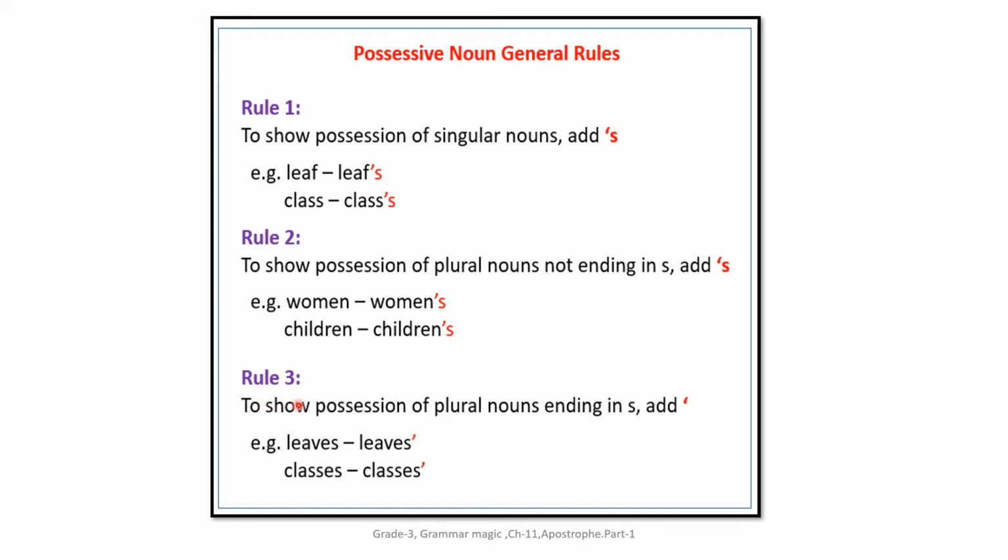Now rule number 3, to show possession of plural nouns ending in s, add apostrophe. No need to add s because the word itself ends with s. Okay, so write the spelling. Leaves, it's a plural noun. Leaves'. Classes, classes'. So children, everyone understood now where to use the apostrophe?